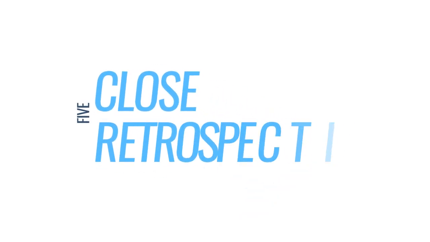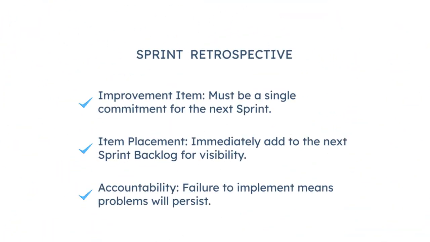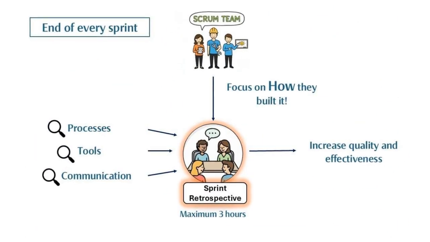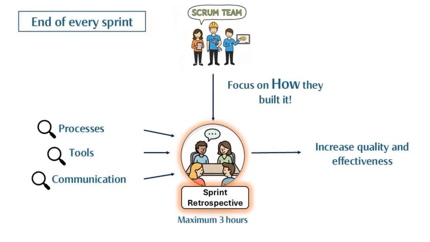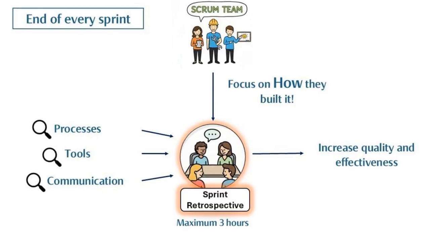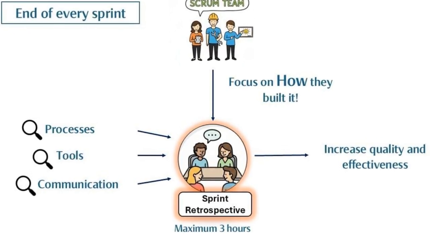Close the retrospective. The retrospective produces a single, high-priority improvement item. This item is a commitment the Scrum team takes on for the next sprint. Where does it go? The best practice is to immediately put it onto the sprint backlog of the next sprint. This ensures it gets visibility, resources, time, and accountability, just like any other work item. If the team fails to allocate time and follow through on the improvement item, the retrospective is just a conversation and the underlying problems will persist. The commitment is to change.